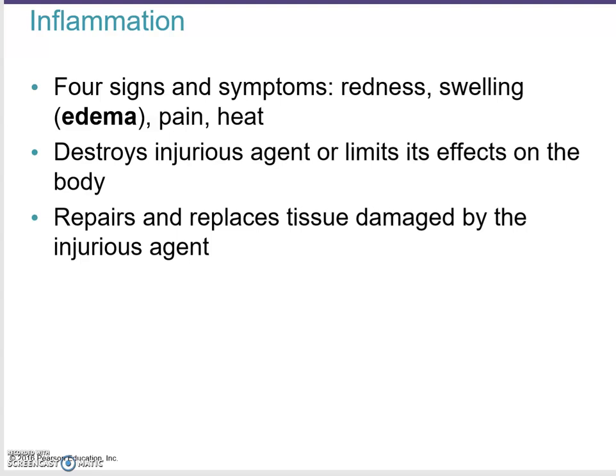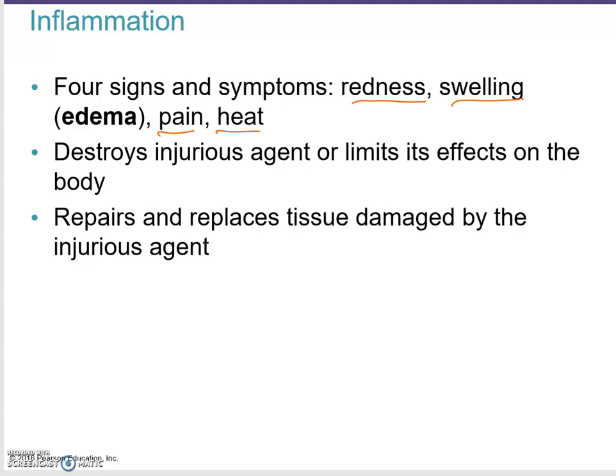There are 4 cardinal signs of inflammation. They include redness, swelling, pain, and heat. These symptoms are so severe that in the days of the old Greek physicians, the original ones, I guess, they labeled inflammation as a disease, and they described inflammation as a disease with 4 cardinal symptoms.